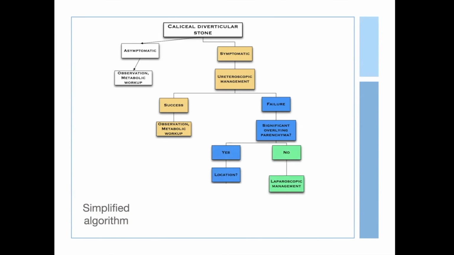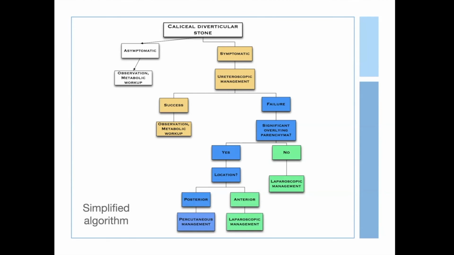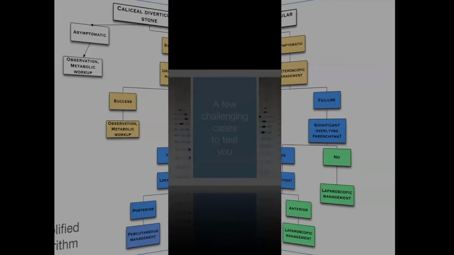If there is, then where's our location? If it's posterior, then perhaps a percutaneous approach is the appropriate one. If it's anterior, I'm generally going to approach this laparoscopically or robotically. Similarly, if there's very little overlying parenchyma, a laparoscopic approach may be better in those cases.